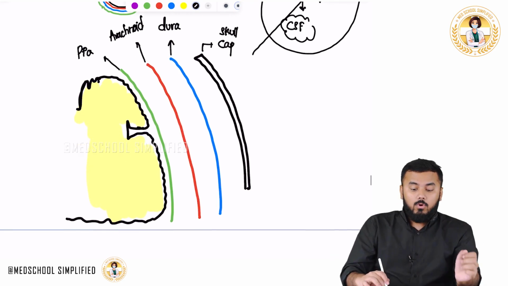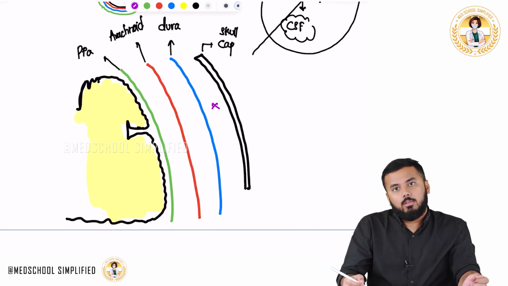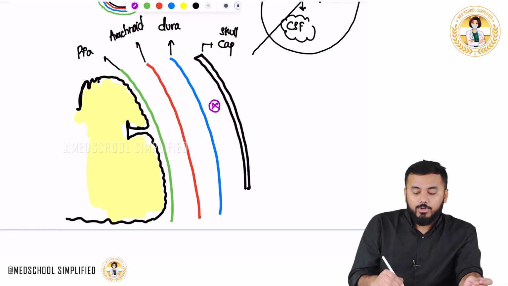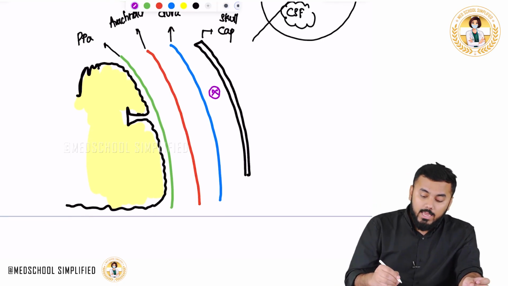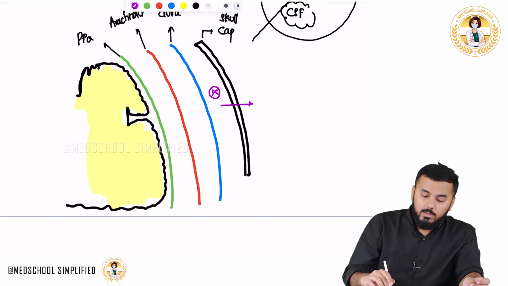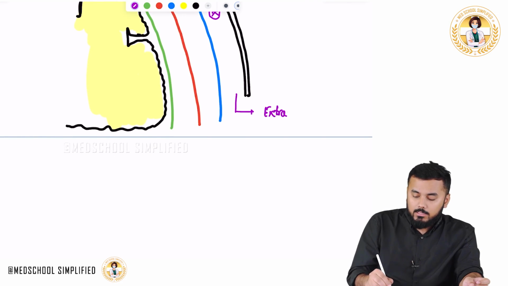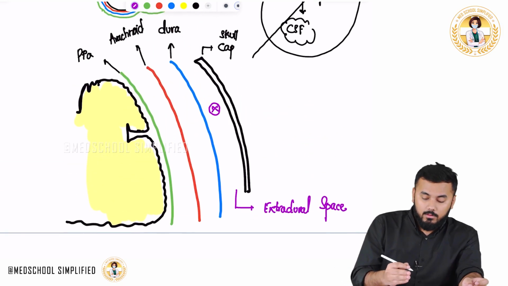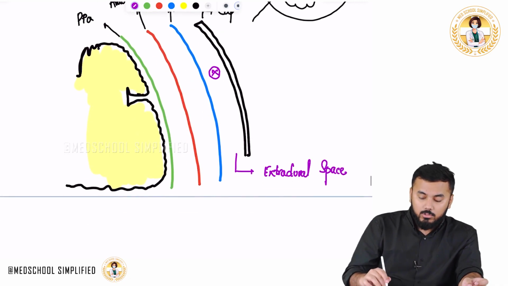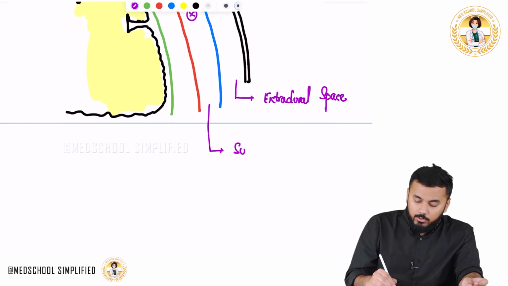Now what I'm telling you is that outside the dura mater, see exactly this space which I'm talking about. Where is this space located? This space is located outside the dura mater and inside the skull cap. So you call this space the extradural space. Next, just beneath the dura mater also we have a space like this, you see, right? So this space is called the subdural space.